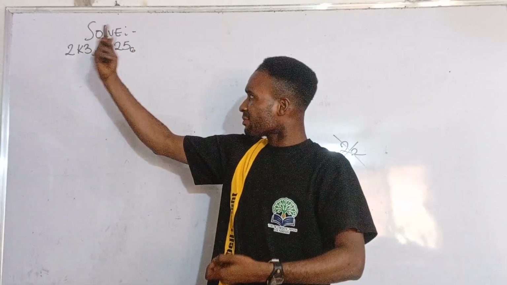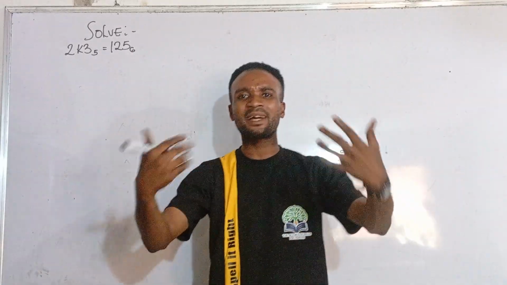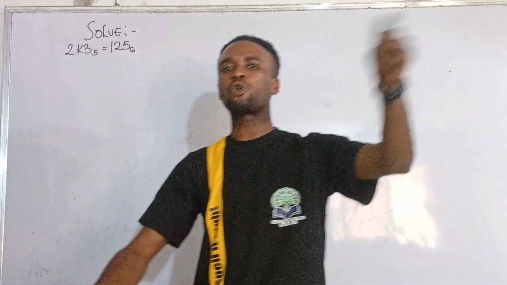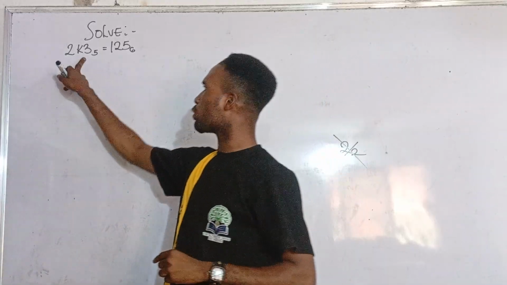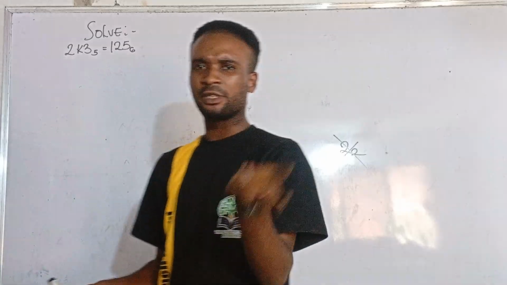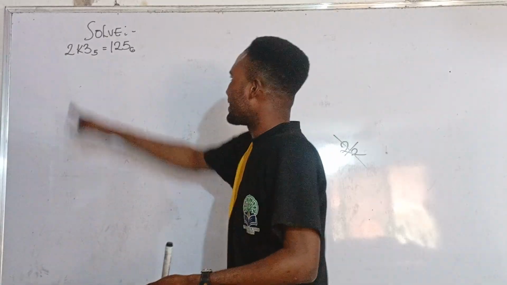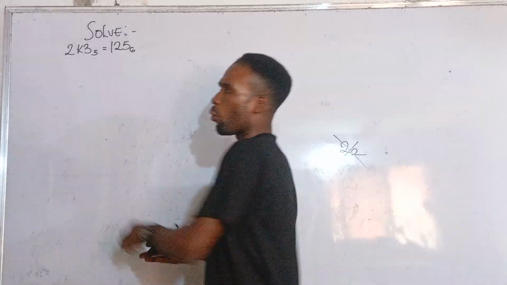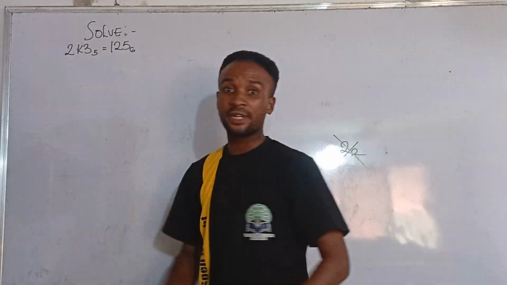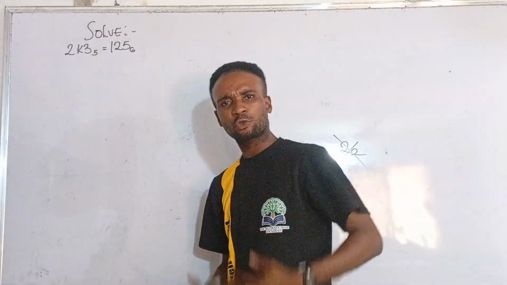Now, if you look closely at the left-hand side, we have an unknown alphabet there, right? An alphabet is used to represent an unknown number. So we have an unknown number there, which K is representing. Are you with me? Okay, let's go. Now, in an algebraic question, when you see something like this, it simply means that what you have here is equal to what you have here. Right or wrong?